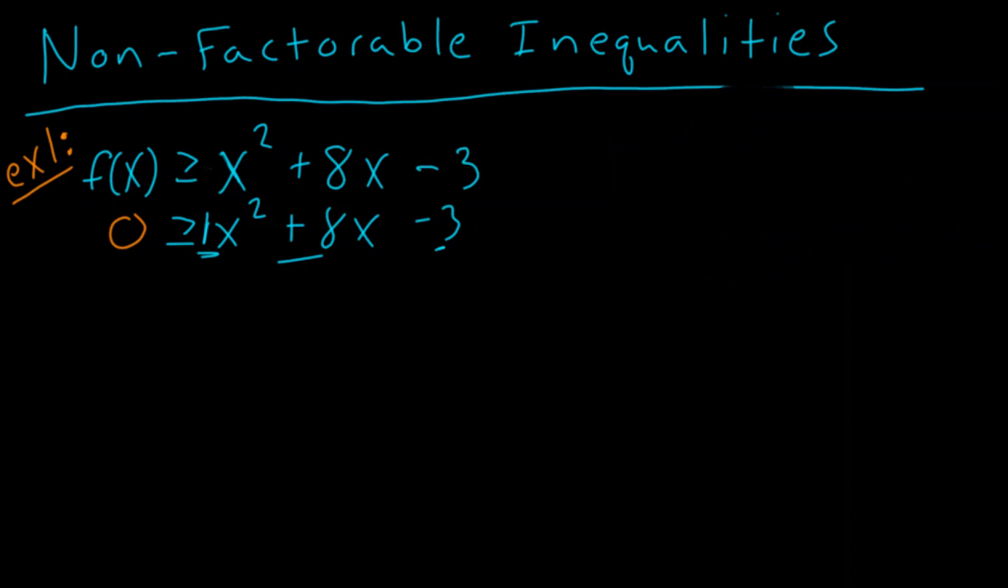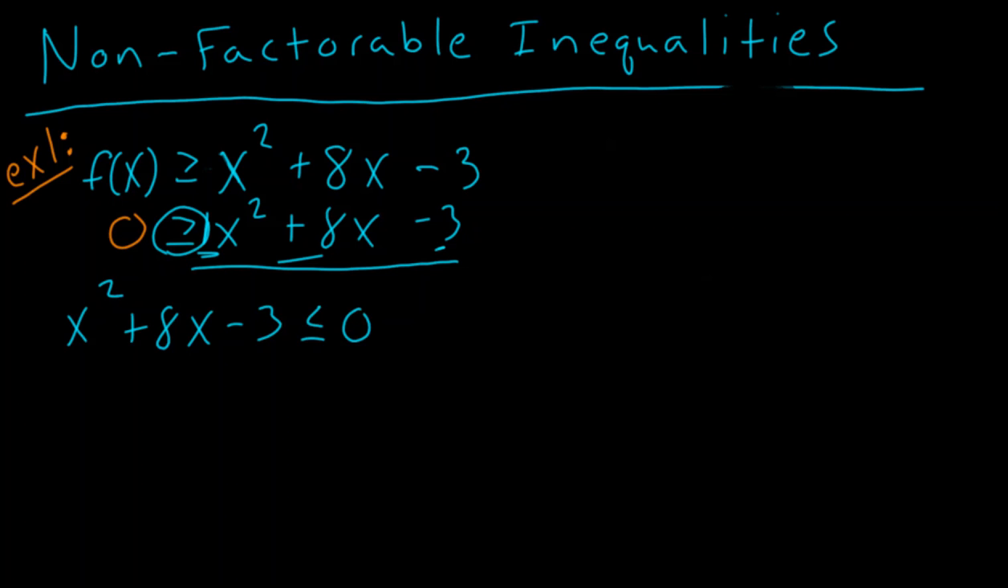So here's what we're going to do. I always want you to flip these quadratic inequalities so that our actual function is on the left. So I'll rewrite this as x squared plus 8x minus 3, and my inequality of greater than or equal to will flip to become less than or equal to 0.